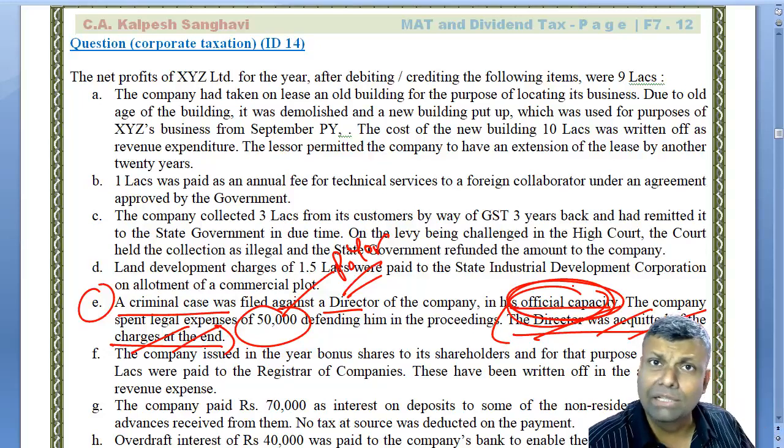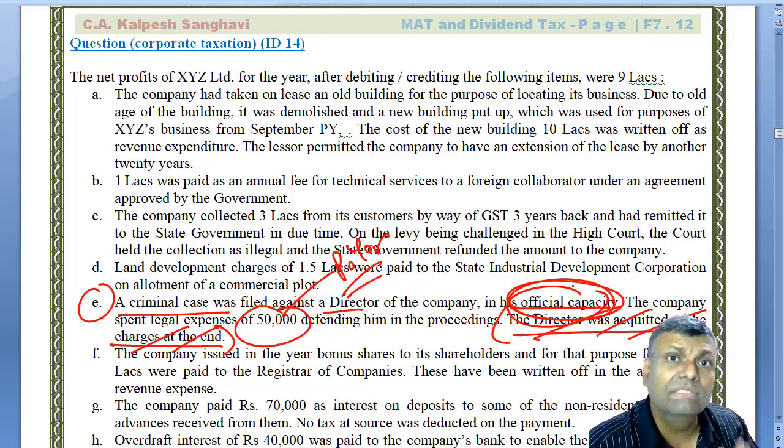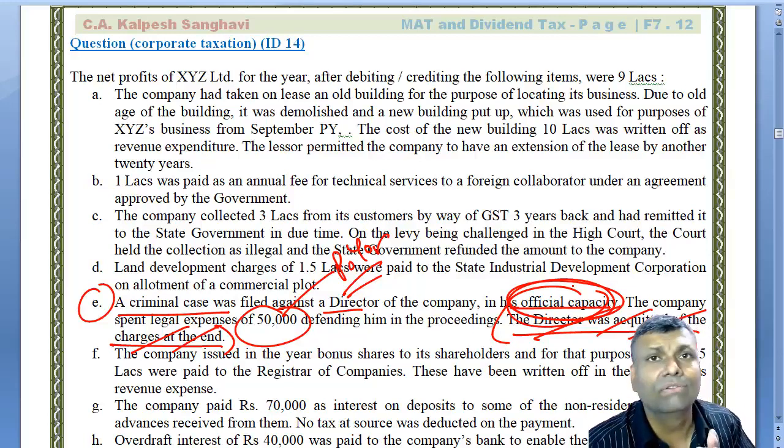By and large, I am just telling you. There are a few corporate offenses where corporate criminal liability exists. But even then, in the criminal court, the persons acquitted are the real persons only.